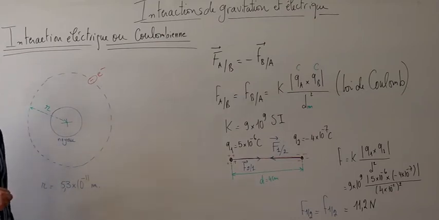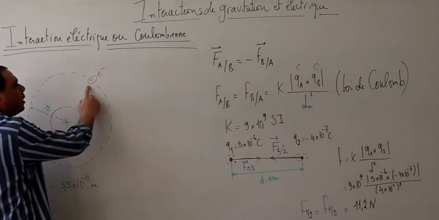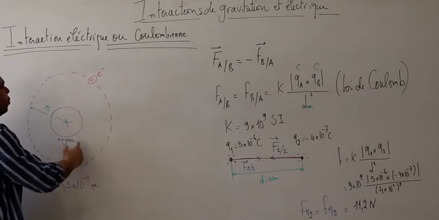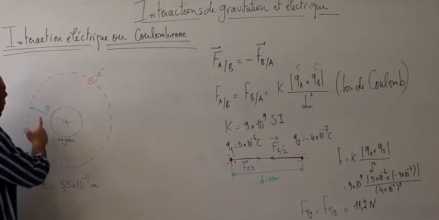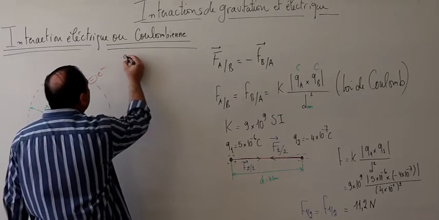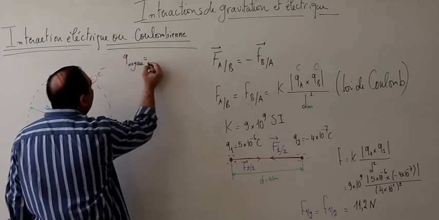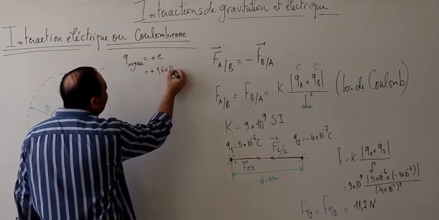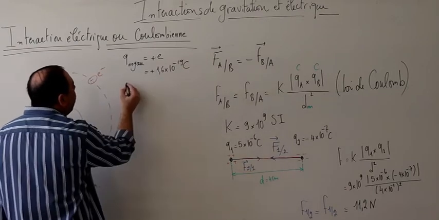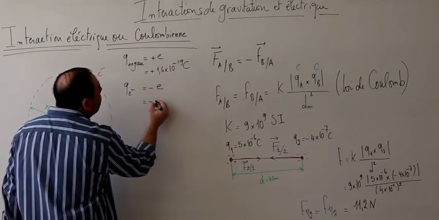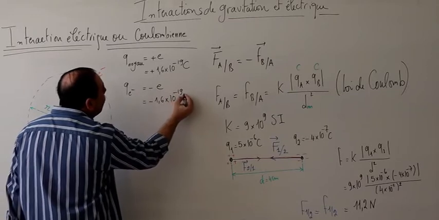Let's calculate the magnitude of the electric force that exists between the nucleus and the electron in a hydrogen atom. In this hydrogen atom, the electron revolves around the nucleus in a circular motion of radius r equals 5.3 times 10 exponent minus 11 meters. The charge of the nucleus equals plus E. E is the elementary charge, which is equal to 1.6 times 10 exponent minus 19 coulombs. The charge of the electron is equal to minus E, which is minus 1.6 times 10 exponent minus 19 coulombs.